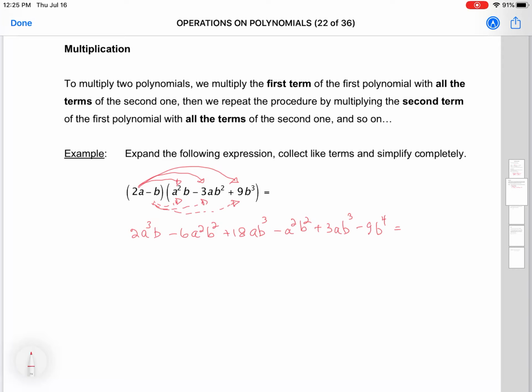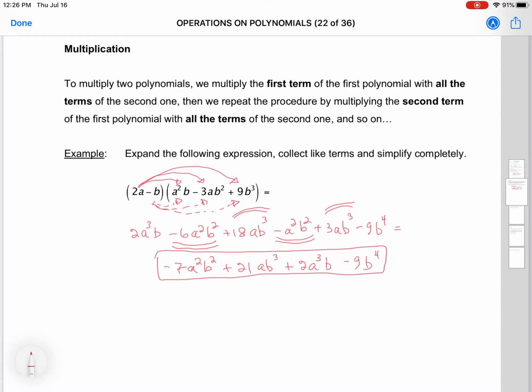Looking for like terms, I see minus 6a^2b^2 minus 1a^2b^2. That would be minus 7a^2b^2. We also have 18ab^3 plus 3ab^3, that would be 21ab cubed. And the other terms are not similar, so plus 2a^3b minus 9b to the 4 makes up my final answer.